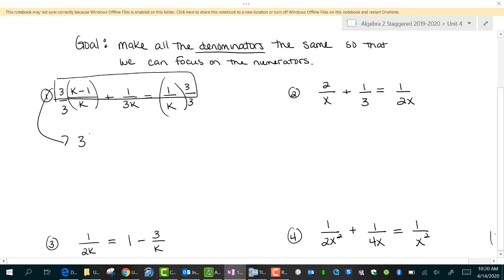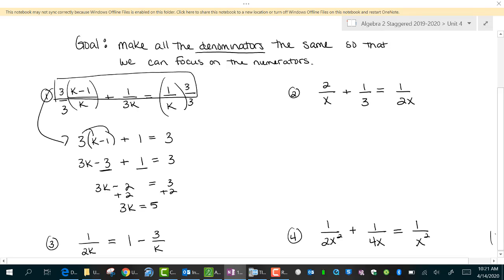So I have 3 times k minus 1 plus 1 equals 1 times 3, which is 3. I'm going to distribute this 3 here, so 3k minus 3 plus 1 equals 3. Combine like terms, so I have negative 3 and positive 1, which gives me negative 2. Add 2 to both sides, so I get 3k equals 5, and then divide by 3. So my final answer would be k equals 5 over 3.